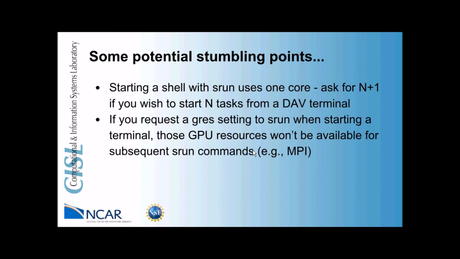Similarly, if you request a generic consumable resource using gres, and you specify that to srun when starting a terminal, those GPU resources won't be available for subsequent srun commands. This is definitely a tripping point. So if I specify a gres to my terminal and I say I want 2 GPUs, all of a sudden those 2 GPUs are getting used, quote unquote, to run the terminal. They're not actually, but that's what Slurm is reserving them for. So I couldn't use those in an MPI call. So you need to be careful about where you specify those gres settings.